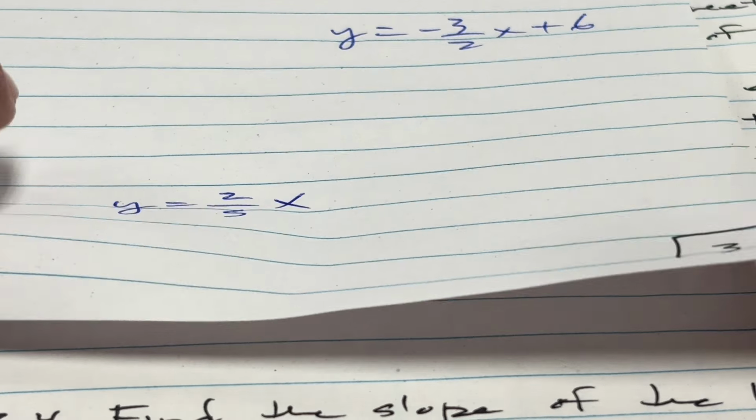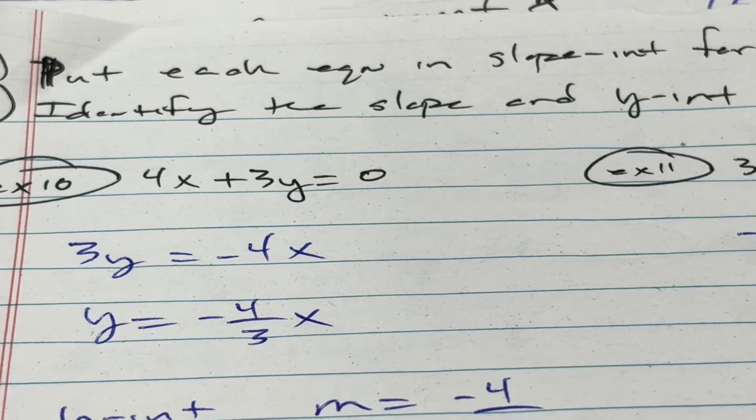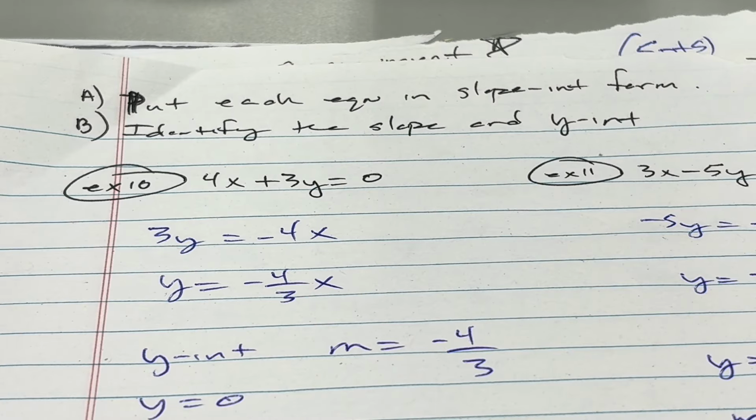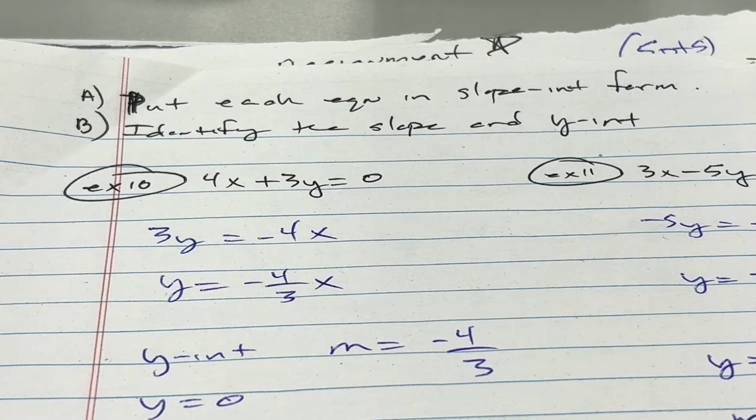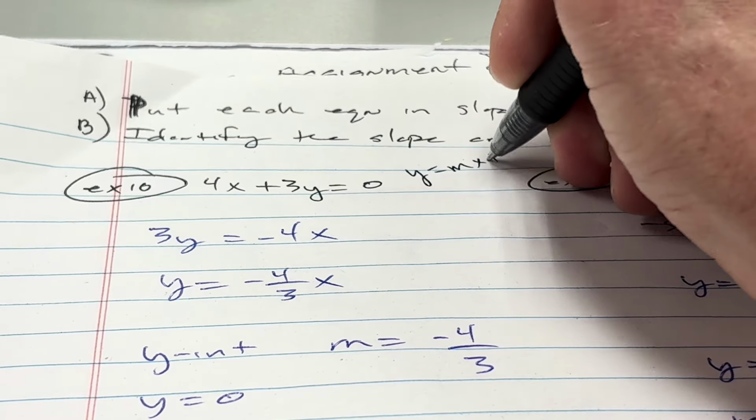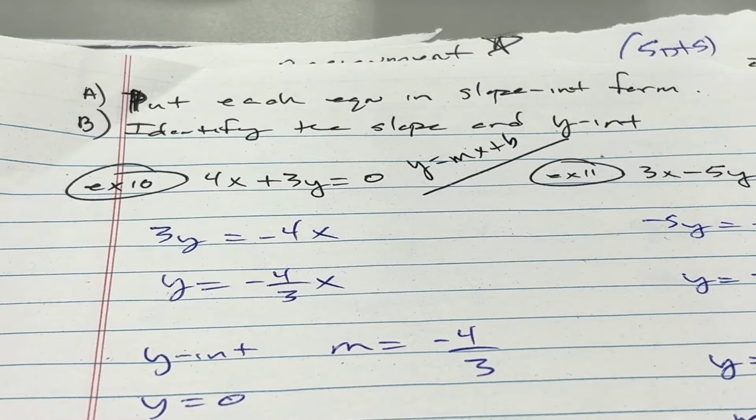All right, here we are with this part. On the following examples, we're going to put each equation in slope-intercept form. We're going to identify the slope and the y-intercept. And if you need a little refresher, what is slope-intercept form? That won't be given to you on a quiz or an exam or anything. You're going to have to know it's y equals mx plus b.